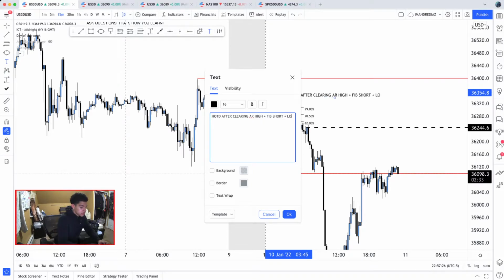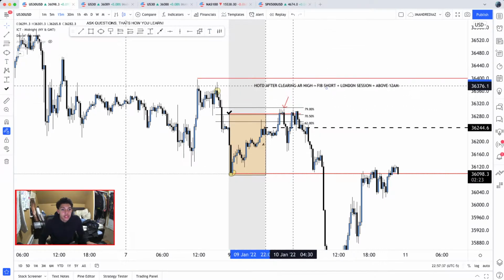plus London session plus above 12 a.m. So this is just giving you a brief explanation of why this was the high of the day.